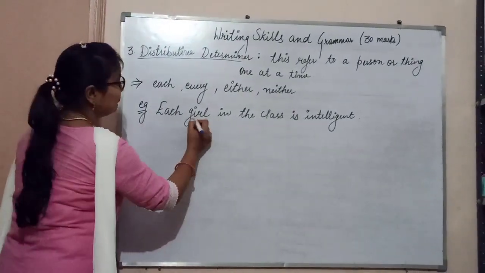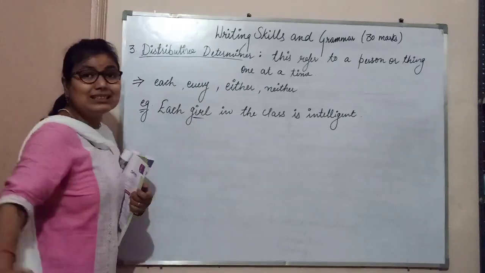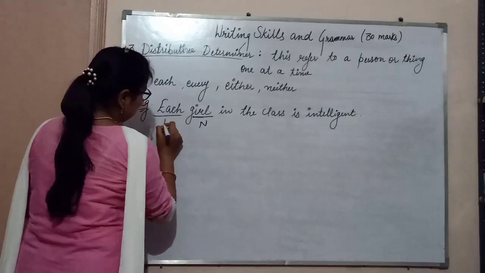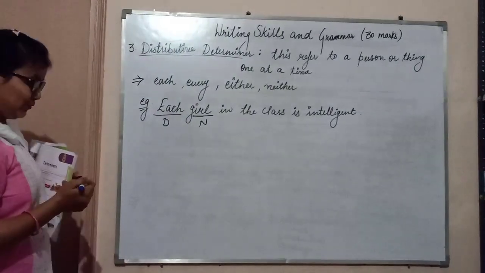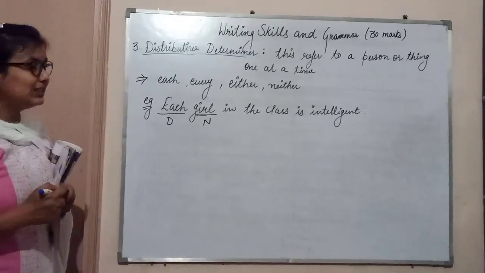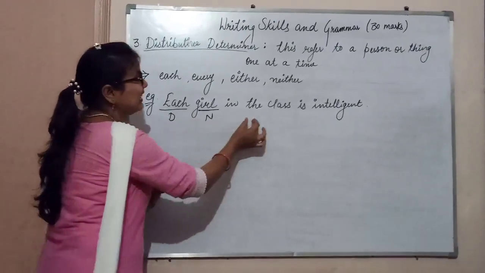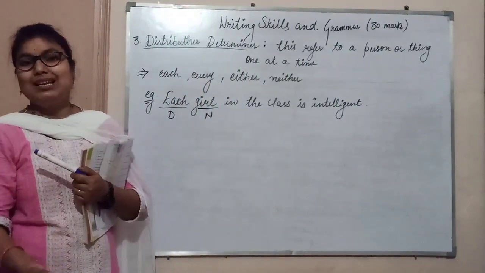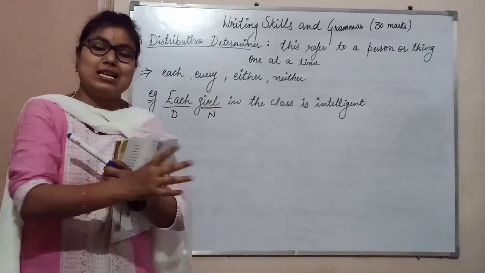Here I have written: each girl in the class is intelligent. Here girl is a noun and each is a determiner. What I want to make you understand is that each girl in the class means many girls, but we want to categorize every single girl individually.